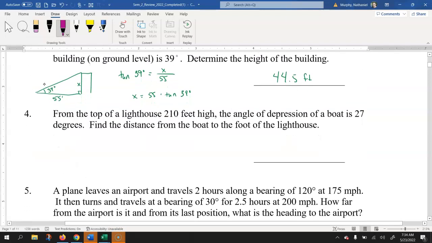All right, let's look at number 4. It says the top of a lighthouse is 210 feet away, and the angle of depression of a boat is 27 degrees. Find the distance from the boat to the foot of the lighthouse.